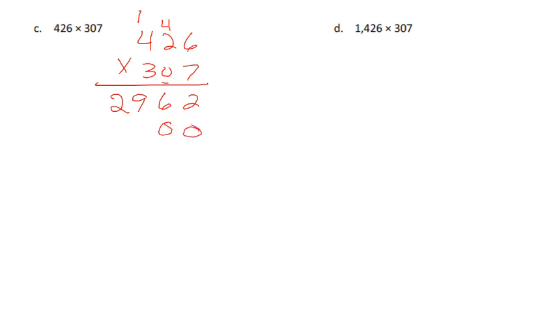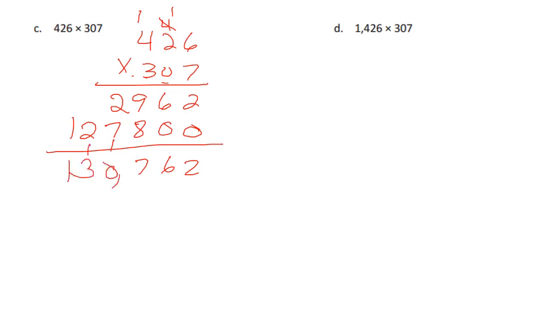3 times 6 is 18. Carry our 1. 3 times 2 is 6, and 1 is 7. And 3 times 4 is 12. Add them up. 2, 6, 17, 9, 10, 3, 130,762. Let's do a quick estimate.